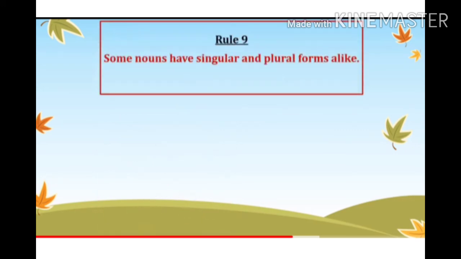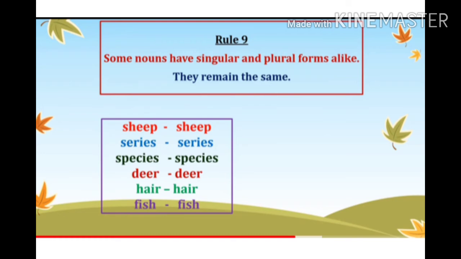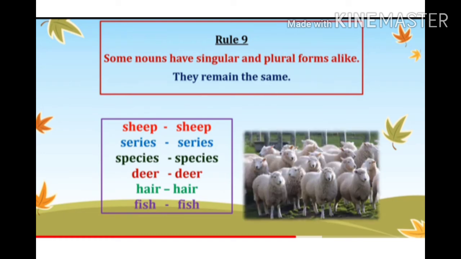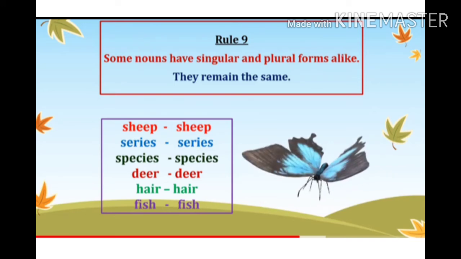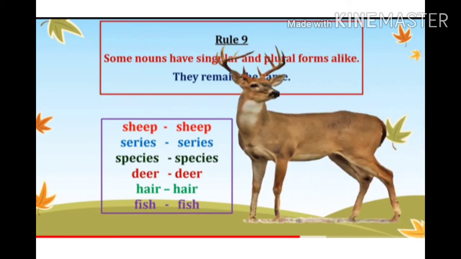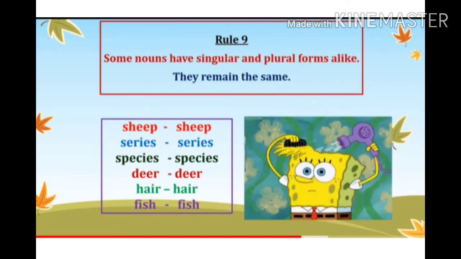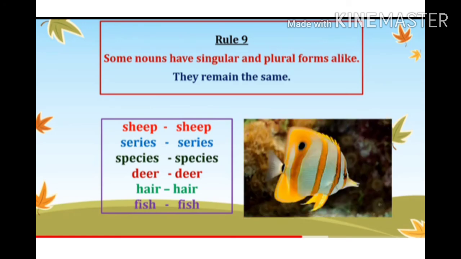Some nouns have singular and plural forms alike. That means they do not change. They remain the same. Let us see what they are. Sheep. Sheep, if we are talking about one, it is sheep. And more than one also are called as sheep. Series. Series remains series in plural form too. Similarly, species remains species in plural form. One deer is a deer, and 5 deer are also called as deer only. Hare remains hare, and fish remains fish.